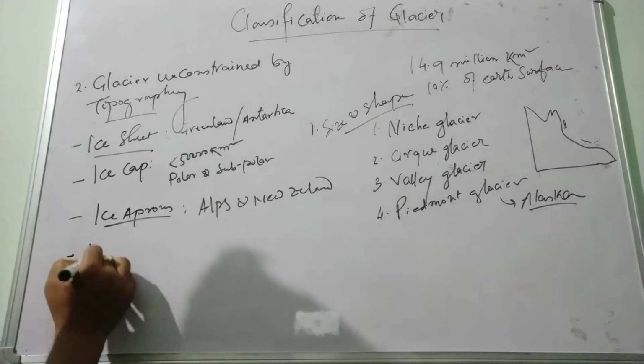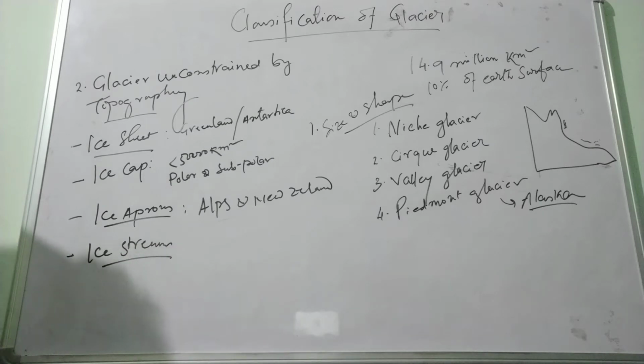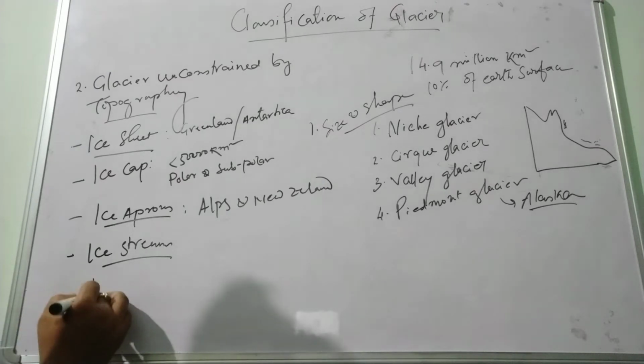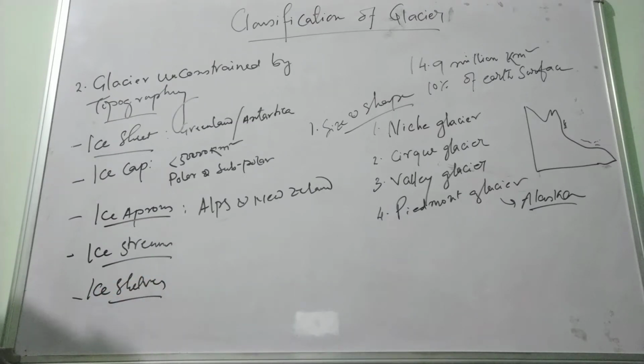Ice streams. Ice streams are large ribbon-like glaciers shaped in the ice sheets, and they are bordered by ice that is flowing more slowly. Ice shelves. Ice shelves occur when the ice sheets extend over the sea and float on water. This is known as the ice shelves.